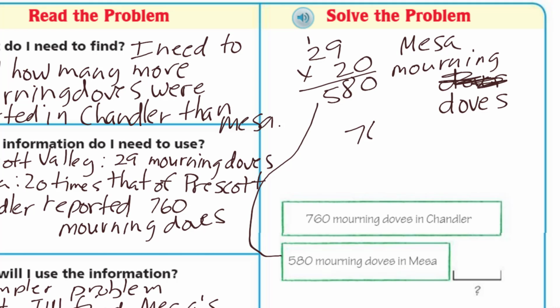We're going to get that by taking that 760 and subtracting, because we're finding out how many more. Subtract 0. We need to regroup. Now we end up with 180. So that's what fits in there. 180 will make these two bar models equal.